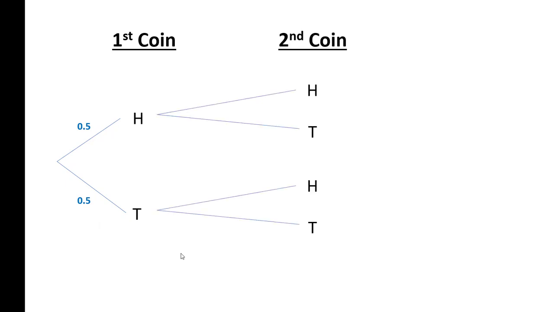Let's go out that next trial. Again, you either get heads or tails, depending on what you got the first time. And it's random. That's why all of these also happen 50% of the time.